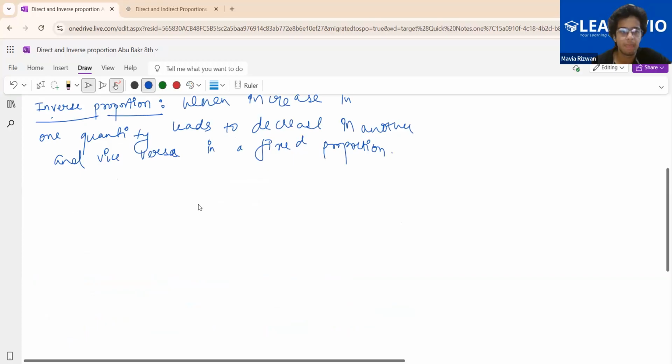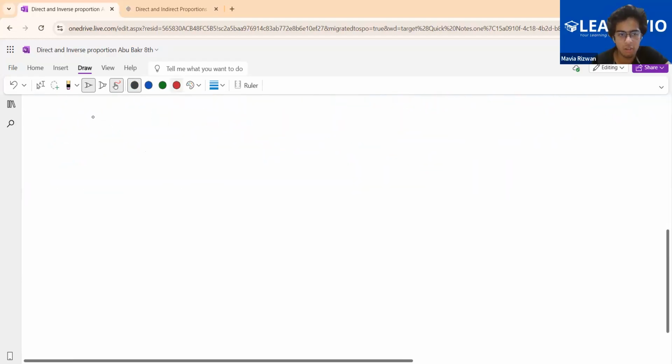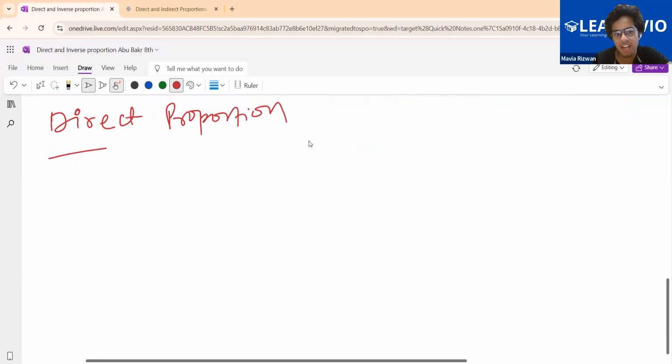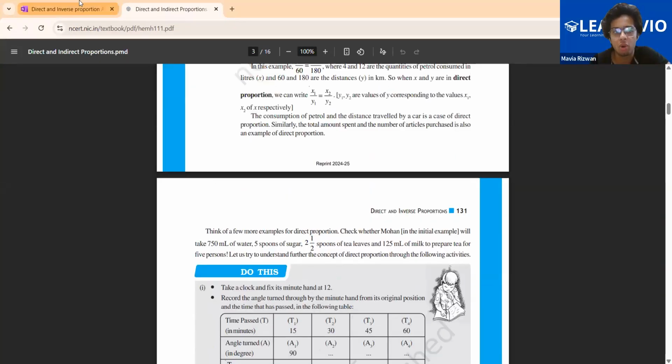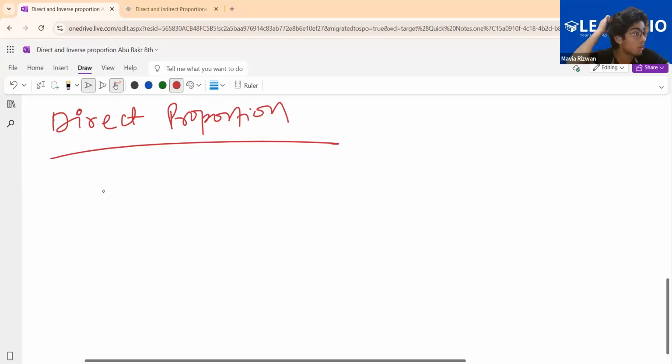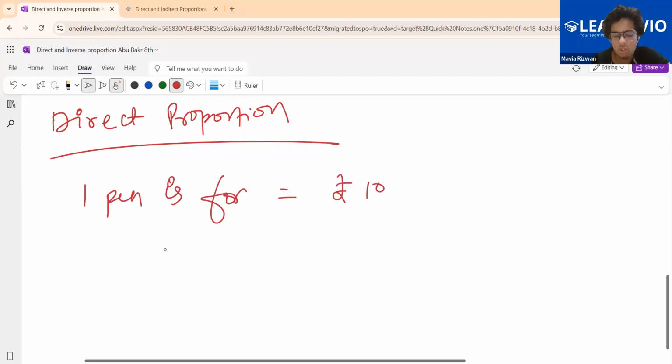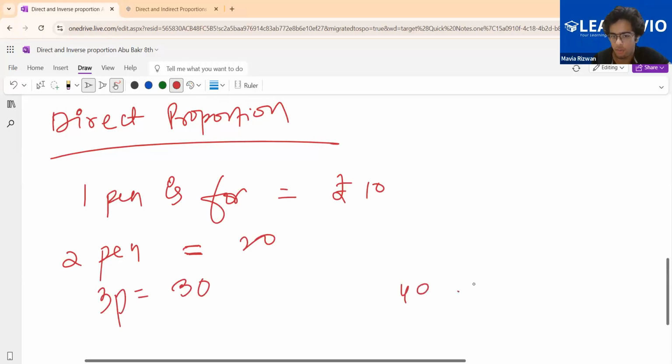Now see. Now talking about direct proportion now. Inverse proportion हम बाद में cover करेंगे. First talking about direct proportion now. In direct proportion, there has to be a fixed ratio. Let's say that one pen is for rupees 10. So Abubakar, 2 pens would be for 20. 3 pens would be for 30. Similarly, 4 is 40, 5 is 50. Abubakar, this is direct proportion. Okay. It is increasing in a certain ratio.